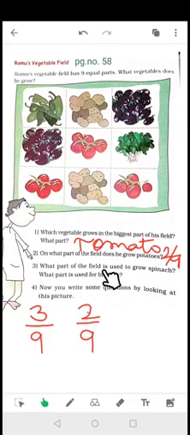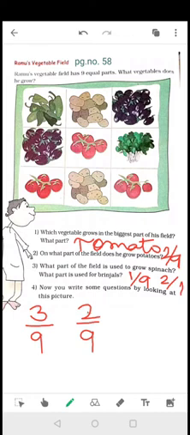What part of the field is used to grow spinach? And what part is used for brinjal? For spinach, it is only 1 part, so it will be 1 upon 9. And how many parts are used for brinjal? 2 parts. 2 upon 9.